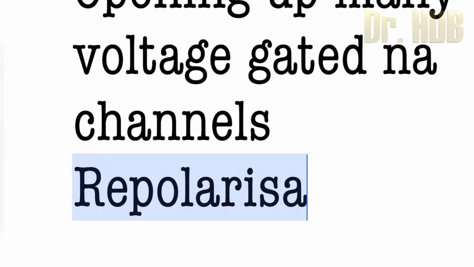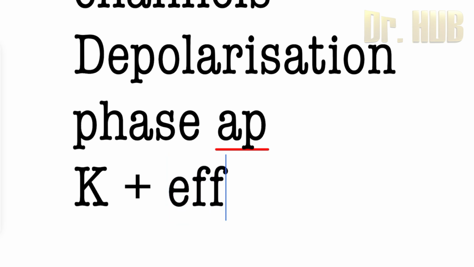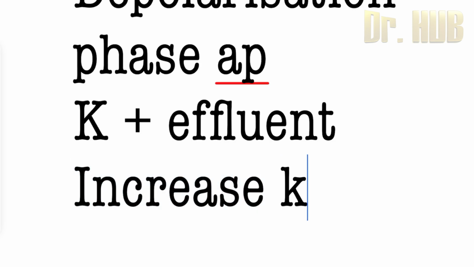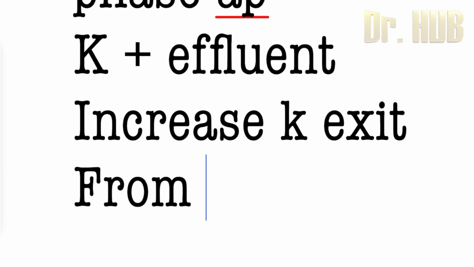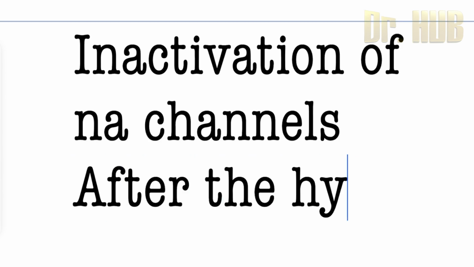Next is repolarization. This is the phase of the AP where there is a potassium efflux. Potassium efflux means an increase in potassium exit from the cell, and inactivation of the sodium channels. Next comes the hyperpolarization.